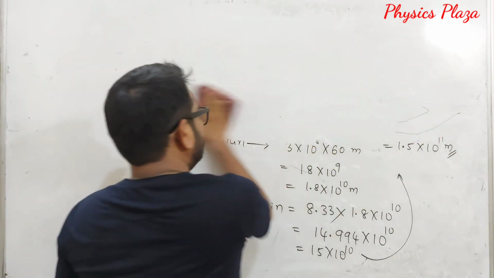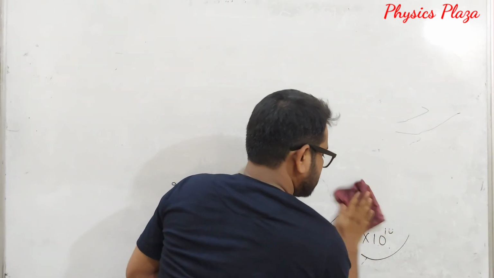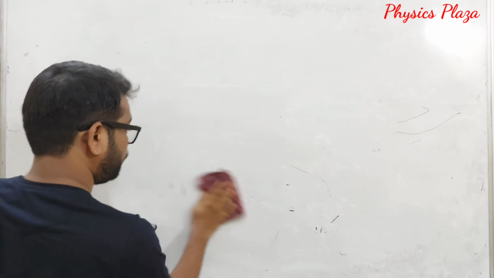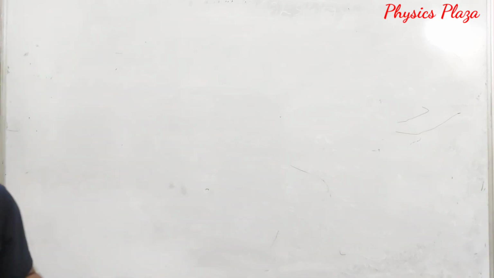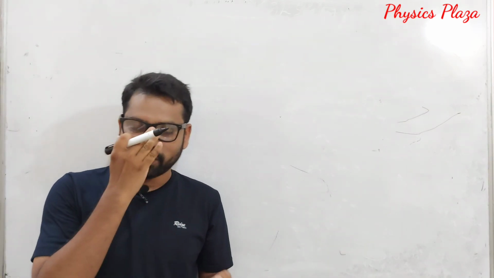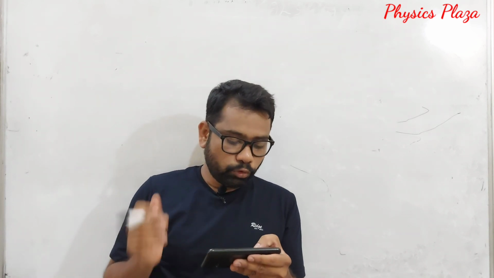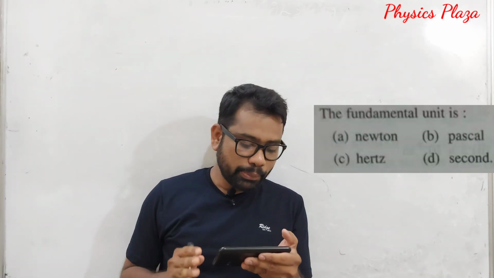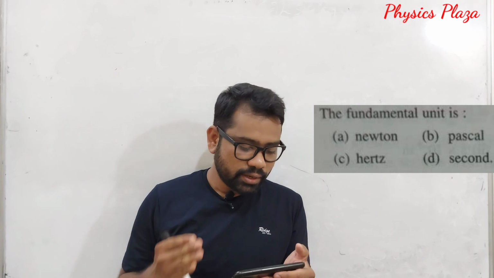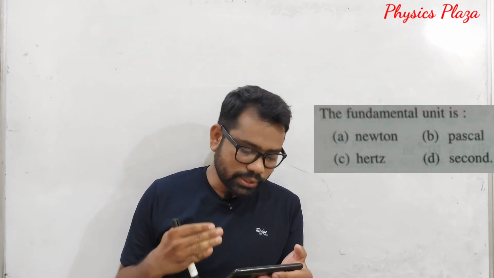Copy it. Here only multiple choice questions are left. We have just 5 multiple choice questions. You can see the questions on the board also. Children, the first one, here 4 options are given. The fundamental unit is: Newton, Pascal, Hertz, second.